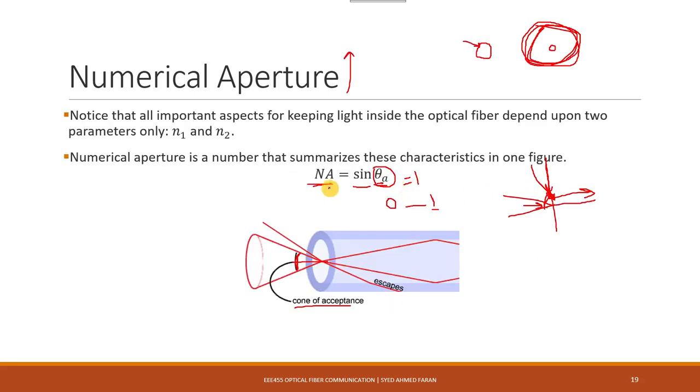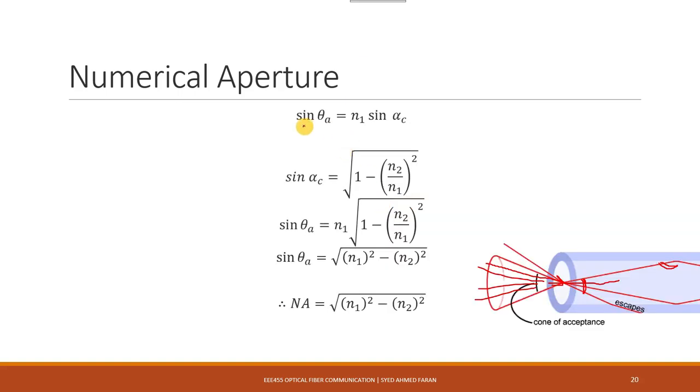As we saw, the numerical aperture is equal to sine theta A, which is the acceptance angle. We already used this equation previously, where we assumed this value was equal to 1. So NA = sine theta A = n1 sine alpha c, which follows from Snell's law, and we already know that this critical propagation angle is equal to this value. We have already found this value, so let's plug it in. Sine theta A comes out to be n1 times the square root of 1 minus (n2 over n1) whole squared.